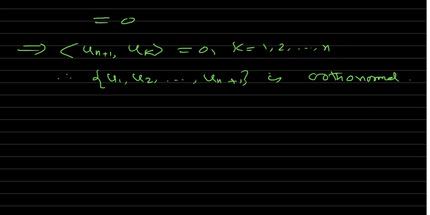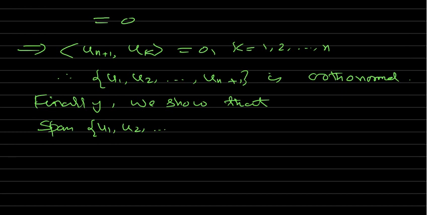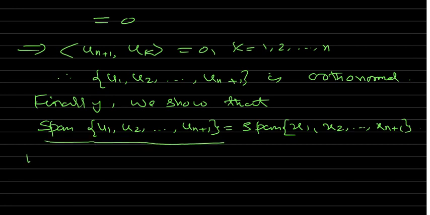So finally we show that the span of these n plus 1 vectors is the same as the span of the x vectors. So let's start with this. Now it's very simple. This is the span of u1, u2, up to un, then u_{n+1}. So it's the span of the first n vectors plus the span of the last vector.